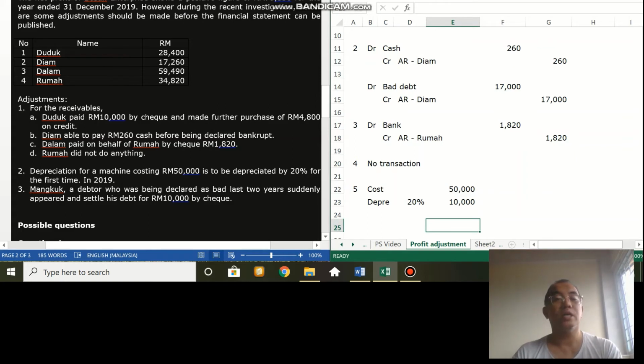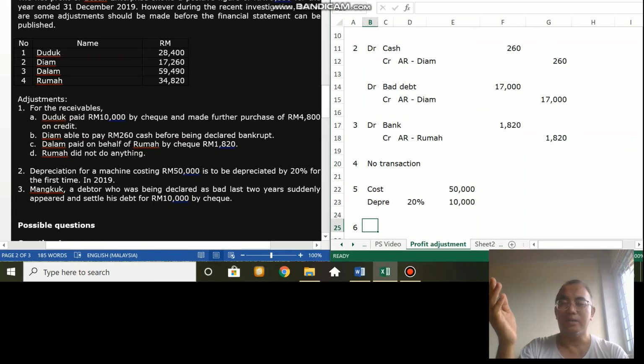Okay, so number 3 over here: Mangkok, who was declared a bad debt 2 years ago, suddenly appeared and settled his debt of 10,000 by check. Suddenly appeared. Okay, when he suddenly appeared, we need to take Mangkok. Hi Mangkok, where have you been? So you want to settle your 10,000? Okay, but I need to record your name first. So I need to declare you as my receivable first.